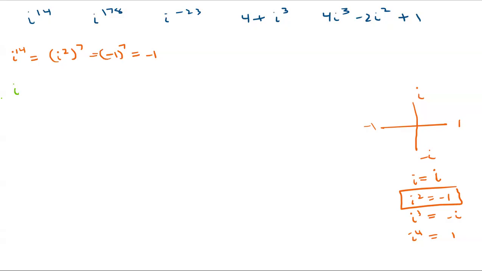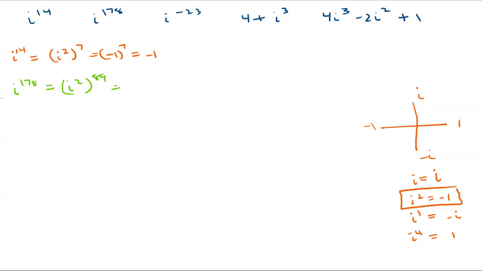Okay, we have i to the 178. So again, I'm going to play off the square again. What can I multiply 2 by to give me 178? So again, I'm going to rewrite this as i squared. Well, 178 divided by 2 is going to give me 89, right? Or 2 times 89 is going to give me 178.